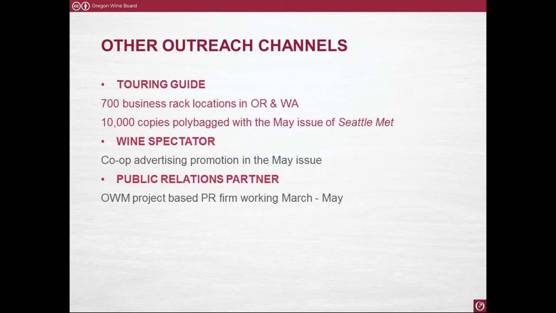The May issue of Wine Spectator will contain the second Oregon Wine Co-op advertisement. The first is currently out in the March issue. We'll repeat what we think to be the success of the March edition. This May issue will feature 9 Oregon wineries and an invitation from the OWB to readers to explore Oregon Wine Month elements online. In addition to the print run, the promotion also has an online landing page and will be included in an e-newsletter to nearly 50,000 subscribers.